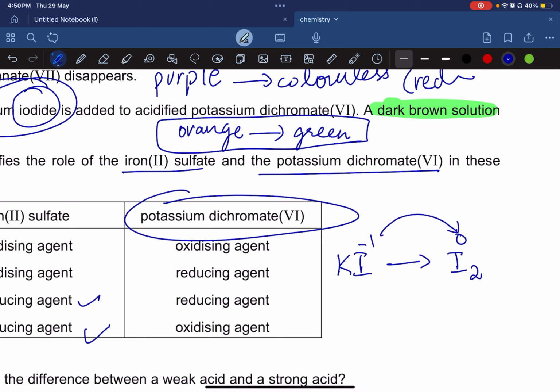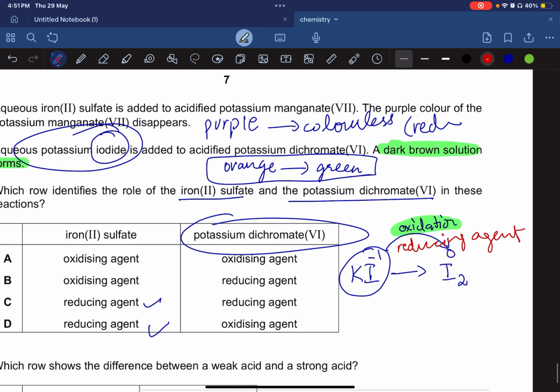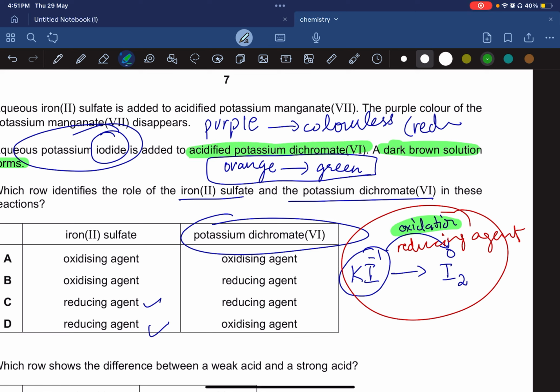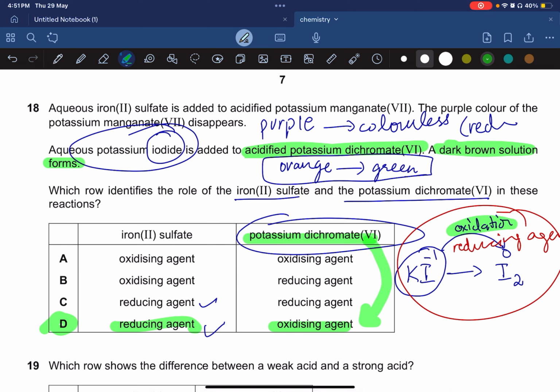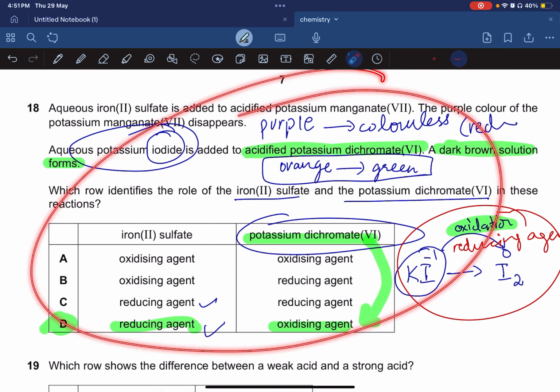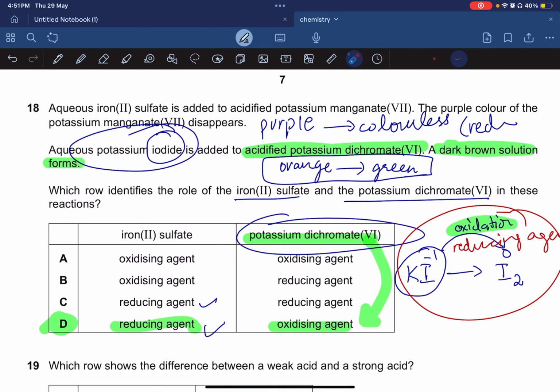What's that? Is that oxidation or reduction? That is oxidation. So that means that KI is the, because whenever you are undergoing oxidation, you are the reducing agent. That means KI is the reducing agent, which tells us that because this is the reducing agent, then the other thing is going to be the oxidizing agent. That means that potassium dichromate has to be the oxidizing agent. And this one right here, iron sulfate, was a reducing agent, which makes option D the correct one. I hope you understood this. This one was a bit trickier than normal, but you just had to learn some color changes.